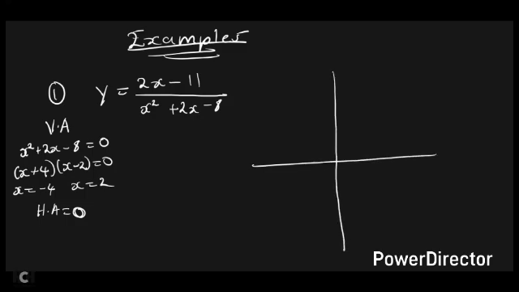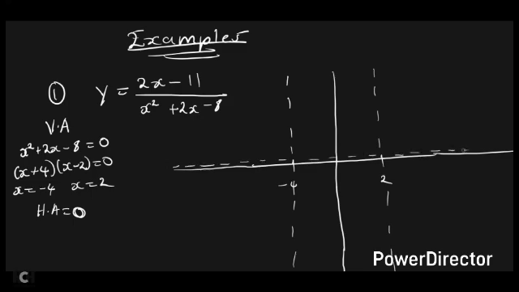So the first vertical asymptote is negative 4, then the other one is positive 2. So you draw it like that. Then what do you do now? Let's test these values. But first of all, what's the horizontal asymptote, before you go anywhere? The horizontal asymptote is like that. Let's test out these values.